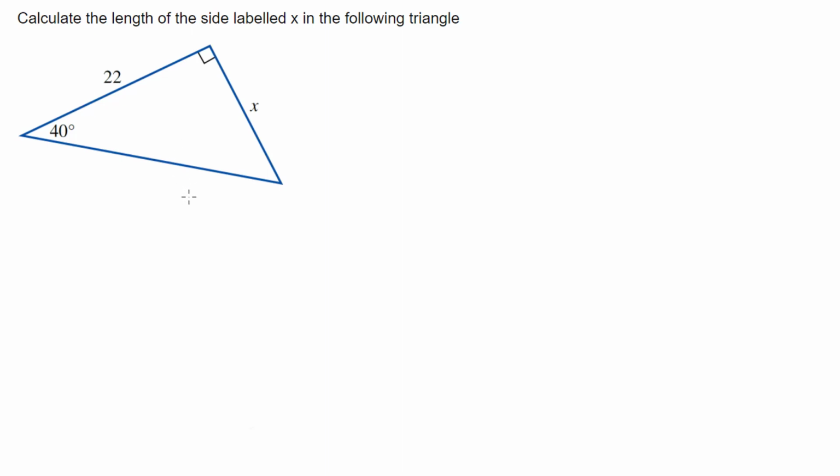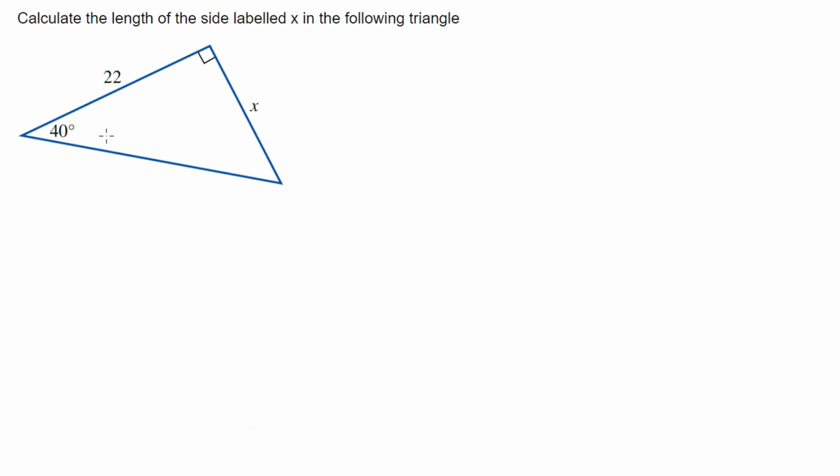Hi, in this video I'm looking at calculating the length of this side labelled x in this triangle. Looking at this triangle, I can see it's a right-angled triangle and I know one angle inside that triangle. I also know something about the two sides. I know that this one is 22 units long and this one is the one I'm trying to find.